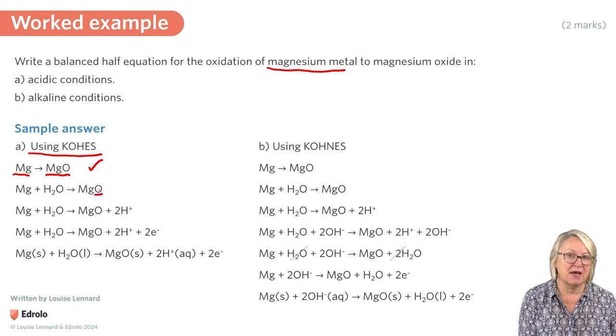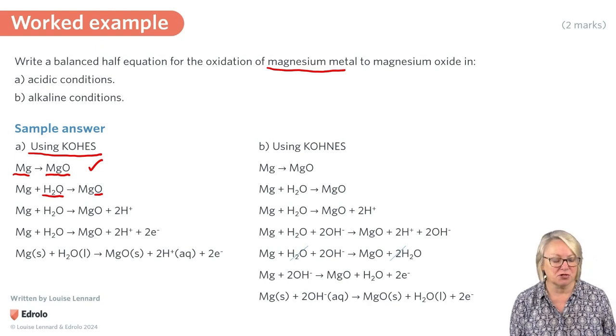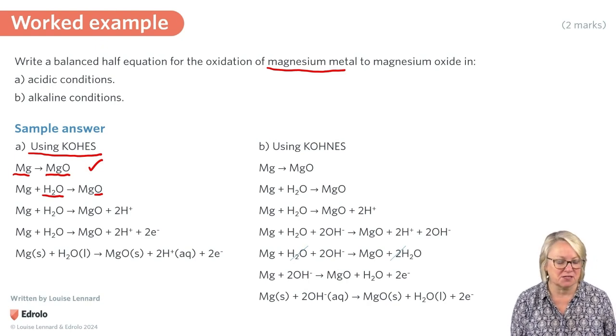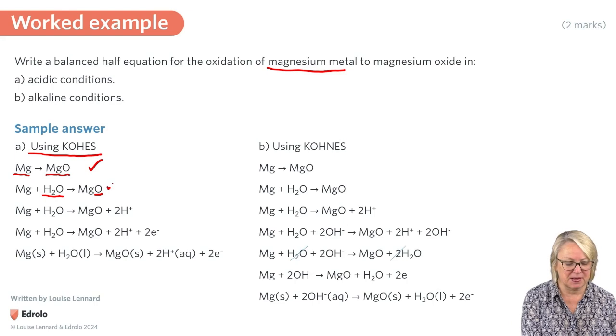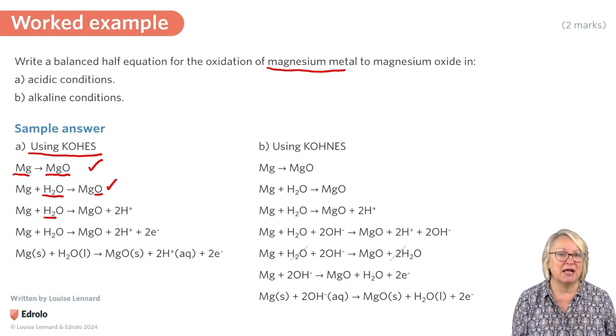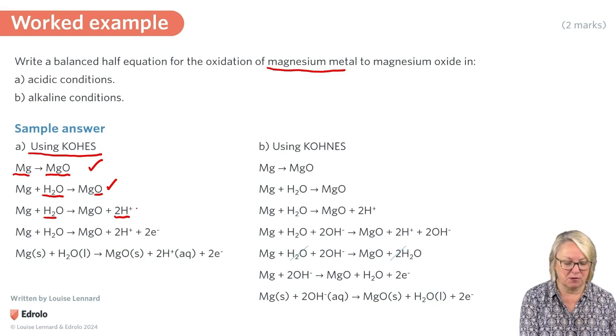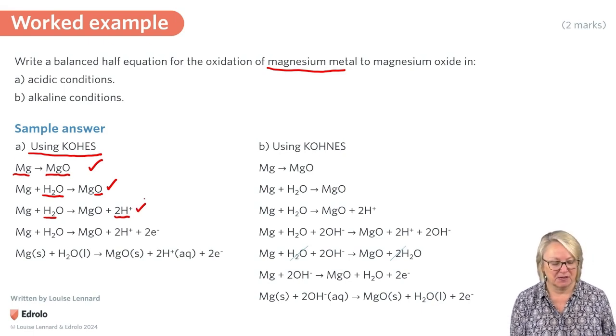We've got oxygen in magnesium oxide, so we add a molecule of water to the left side to balance oxygen. So that's balanced. Now, from the water, we've added 2 hydrogen atoms. We balance that by adding 2 protons to the opposite side. So now we're balanced for that.